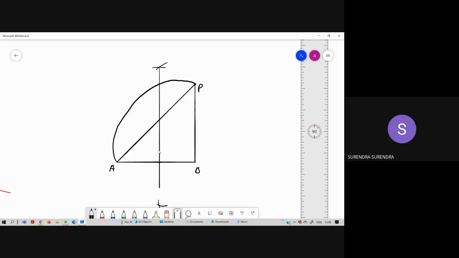Now, mark the intersection point of this perpendicular bisector with the straight line AB as 4, and the intersection point of the perpendicular bisector and the arc AP as 6. So the first points we are getting are 4 and 6. This way it is called the 4-6 method.